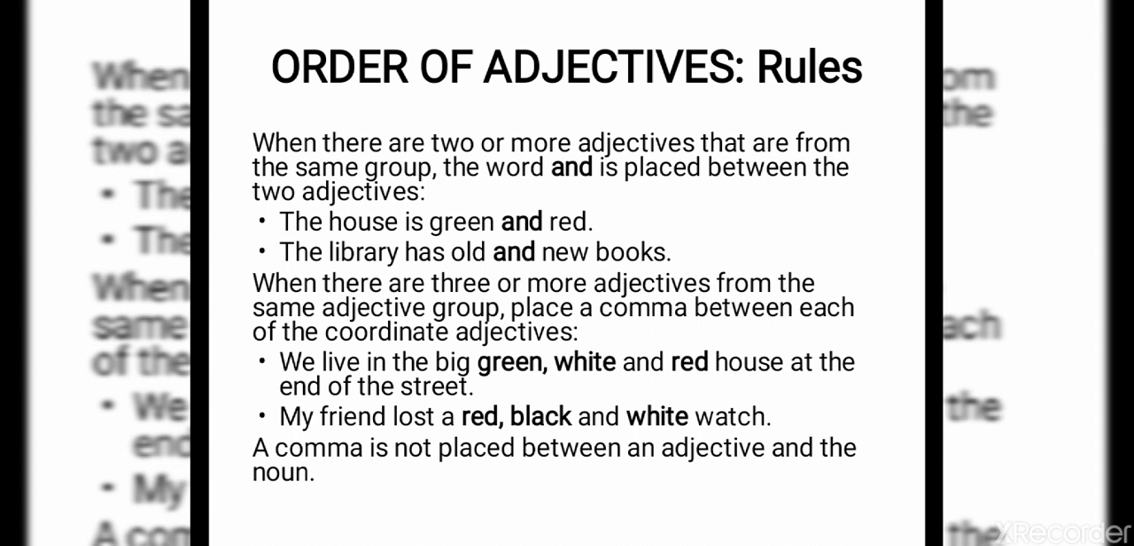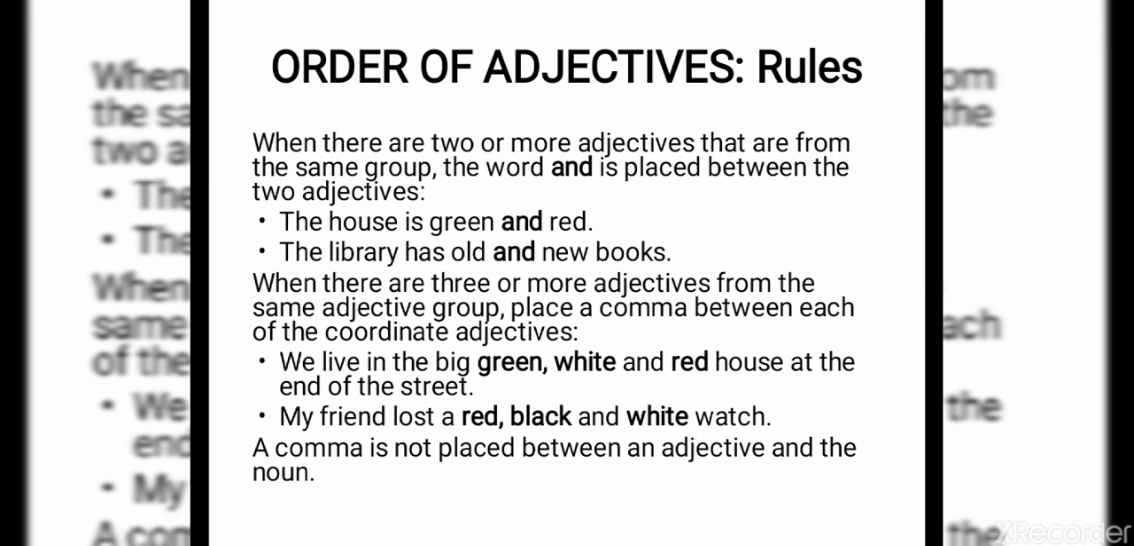When there are 2 or more adjectives that are from the same group, the word and is placed between the 2 adjectives. For example, the horse is green and red. Both are from the same category, color. Second example, the library has old and new books. Old and new is from the same category, age. So in such a situation, we will use the word and.